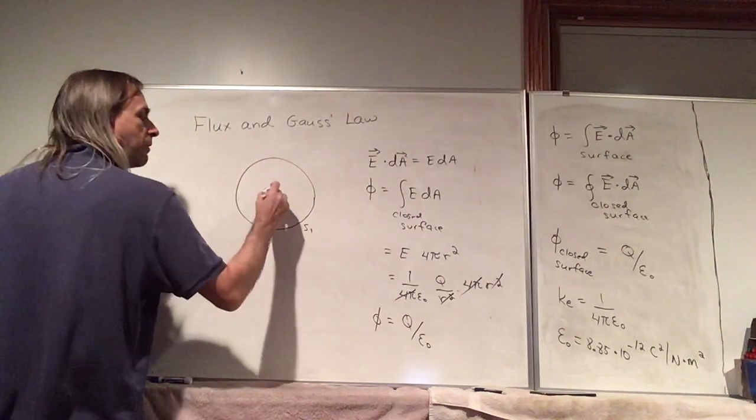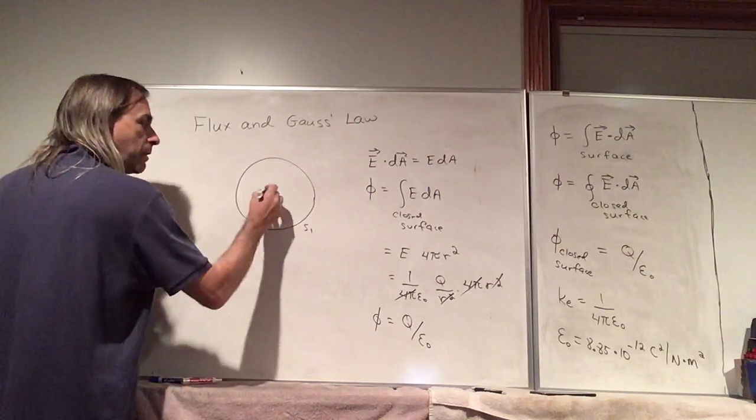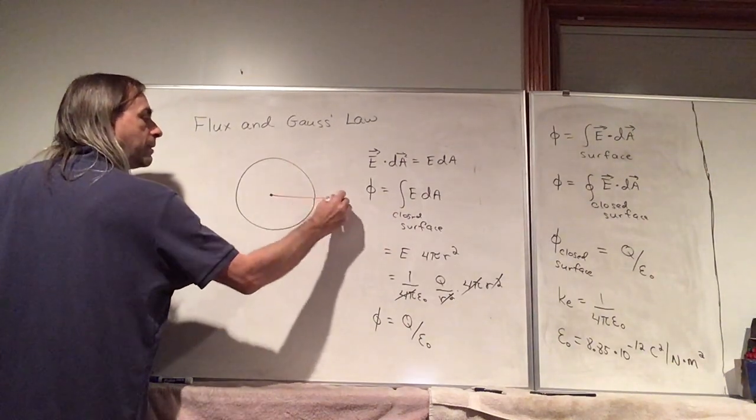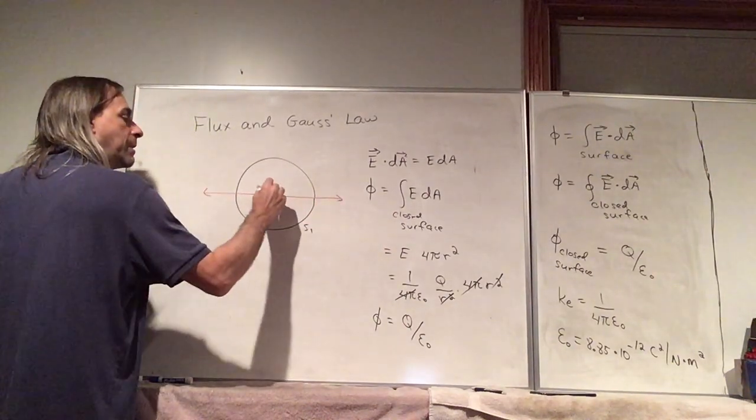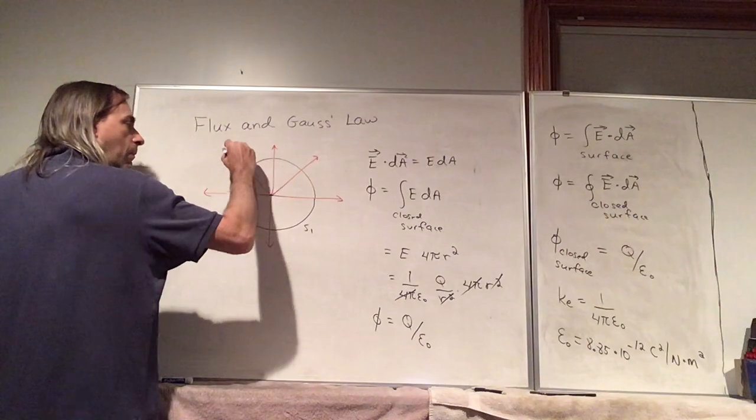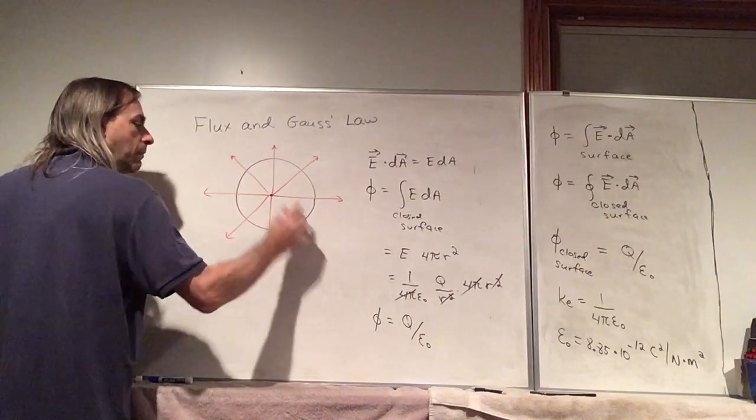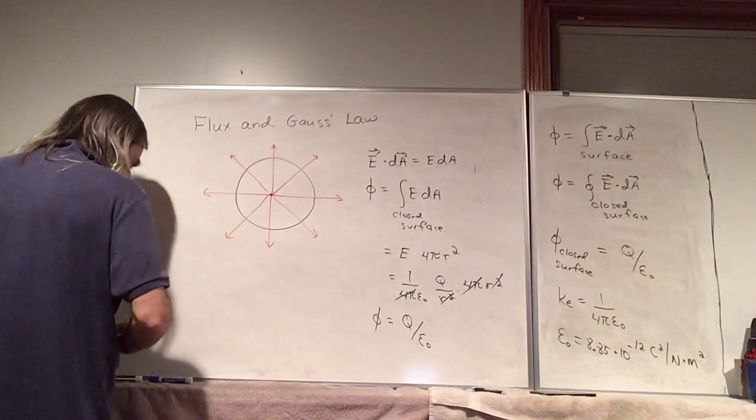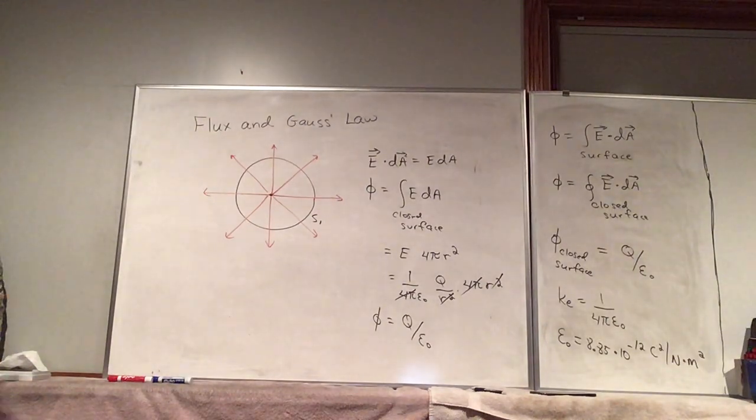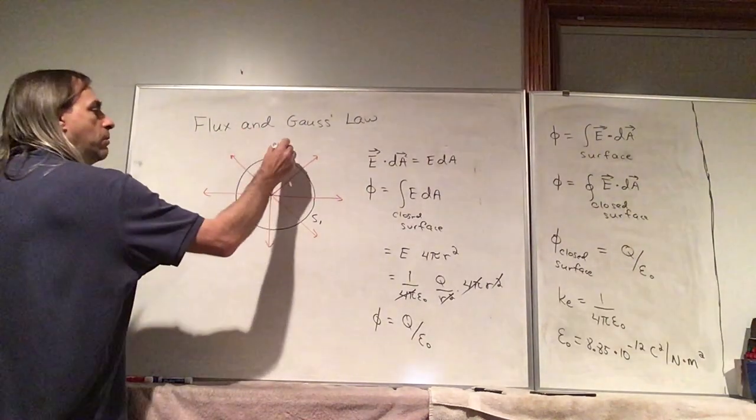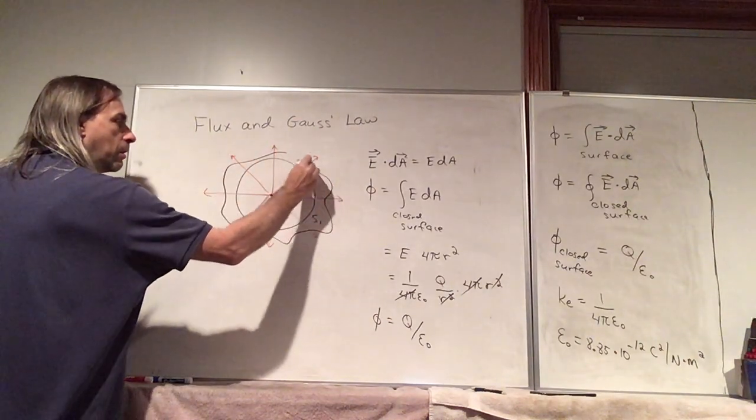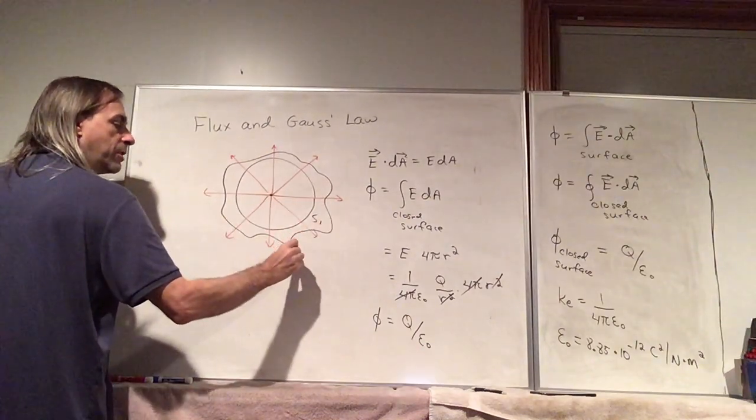And I'll draw a bunch of electric field lines. Center this a little better. So there's our charge. And so the electric field lines, we're assuming, well, we're drawing it as if it's a positive charge. So we've got all these field lines. And here's surface 1. Now let's say we draw surface 2, which is some irregular shape. So this is surface 2.